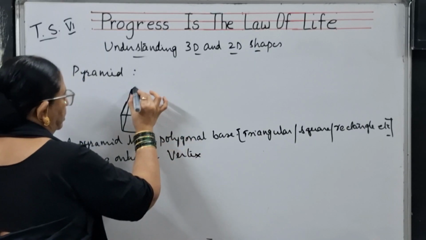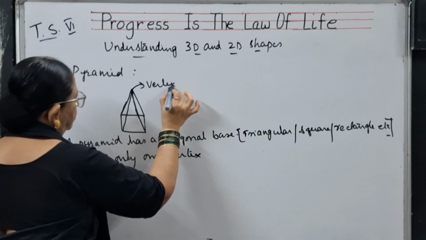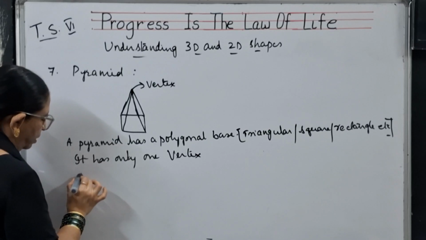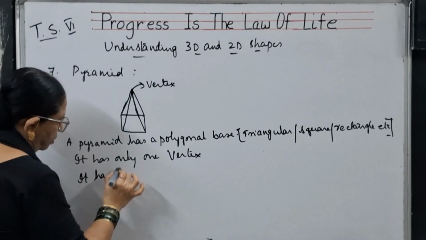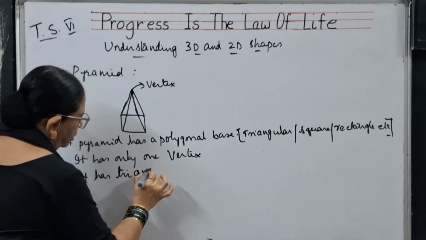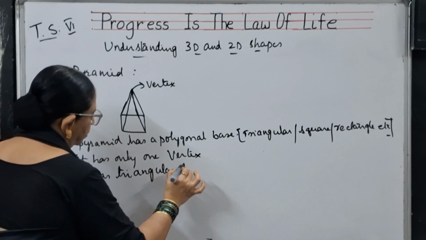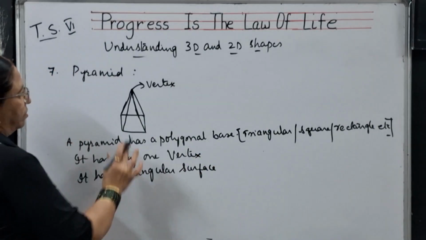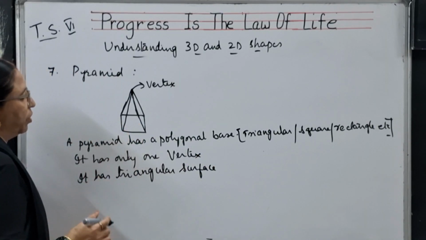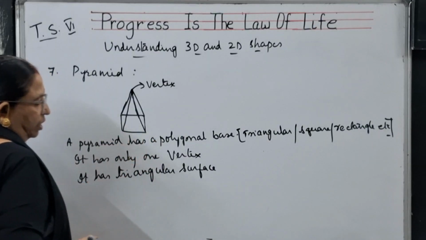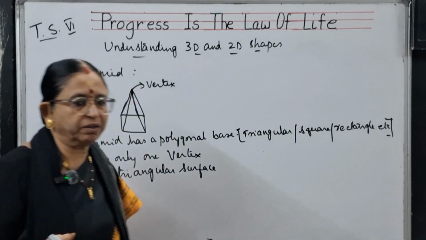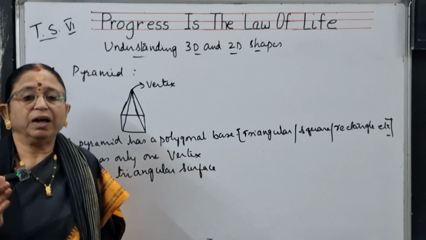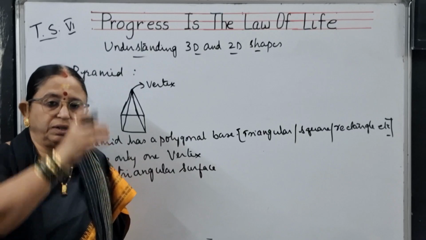So this is the vertex. And apart from this, what does it have? Apart from this, it has triangular surfaces. So how many triangular surfaces there are, we cannot count, because it depends upon the base. If the base is in the form of a square, it has 4 triangles. If it is a pentagon, it has 5 triangles, like that. According to the sides, the shape will be.